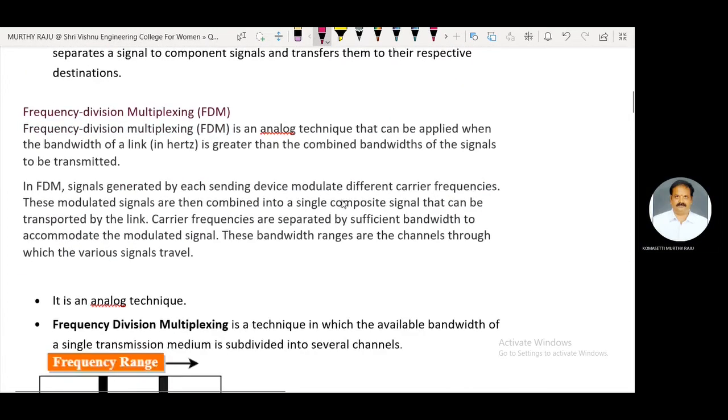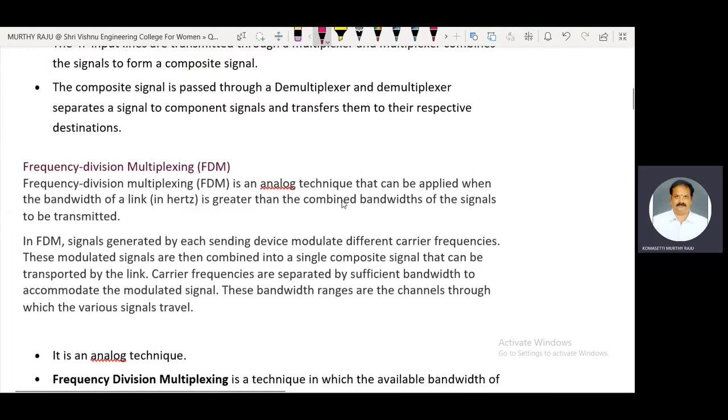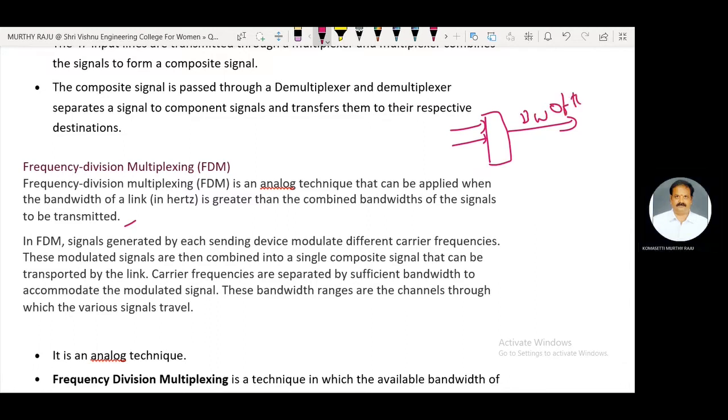There are two types of multiplexing techniques. First, frequency division multiplexing. Frequency division multiplexing is an analog technique that can be applied when the bandwidth of a link is greater than the combined bandwidths of the signals to be transmitted. These are the small signals, and this is the bandwidth of the link.